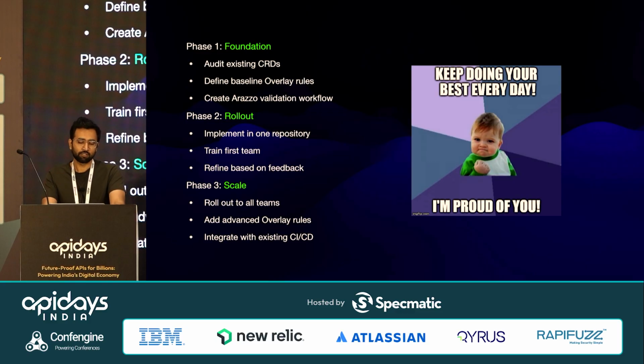The second phase is the rollout phase. You can start the changes in a single repository, with no need to create multiple repositories. You can train your first team, not multiple teams within your organization, and based on the feedback received from that team, you can further implement it. The third and last part is scale. Once everything goes in a positive manner, you can roll out the update to all of the teams and apply the advanced overlay rules. And if everything is right, you can integrate with the CI/CD.